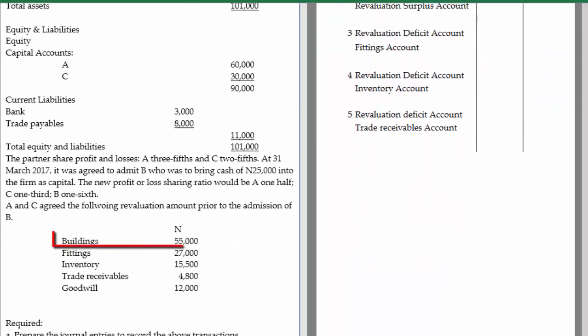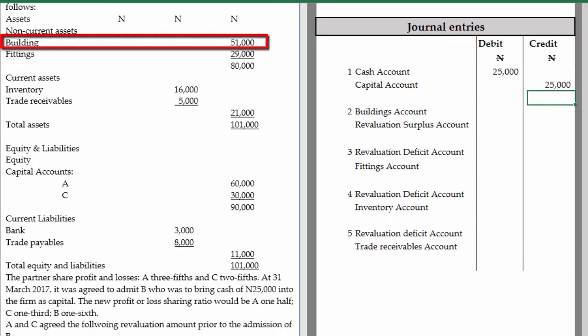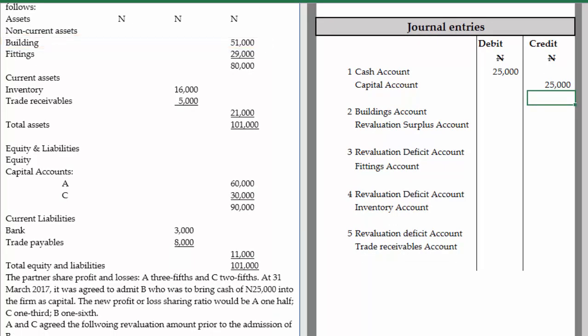Firstly, the building was revalued to 55,000. The old value was 51,000 in the statement of financial position. You will see that the new value is higher than the carrying amount by 4,000. That 4,000 is a revaluation surplus. Such surplus, the double entry will be to debit the buildings account with 4,000, and we will credit the revaluation surplus account with 4,000. Okay, that is that.